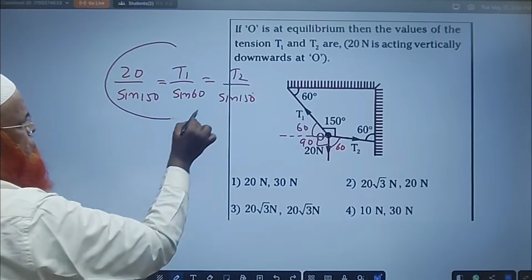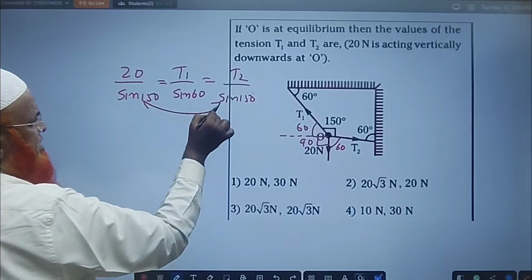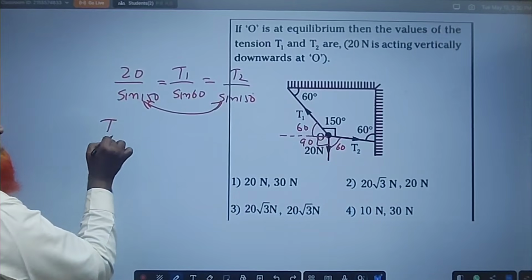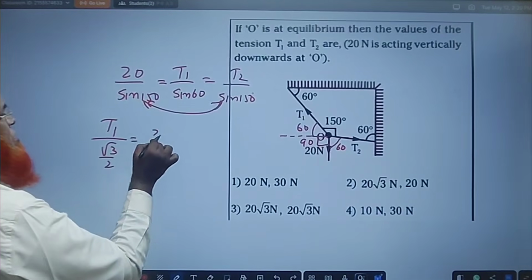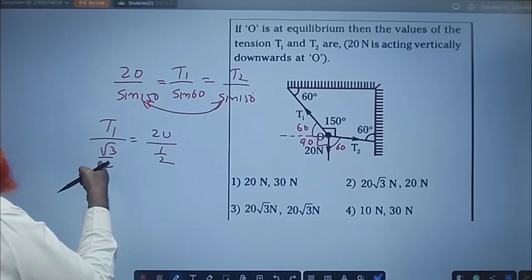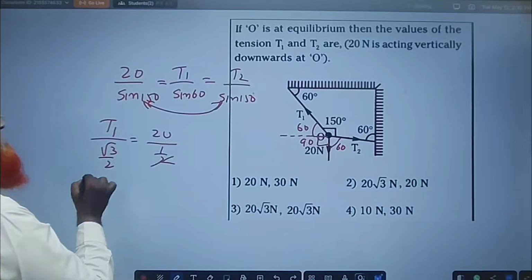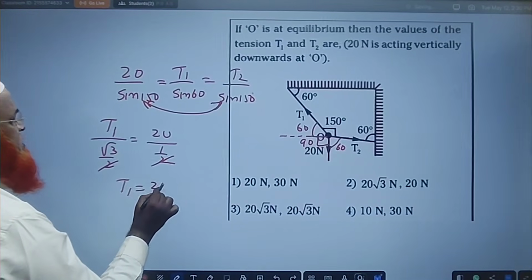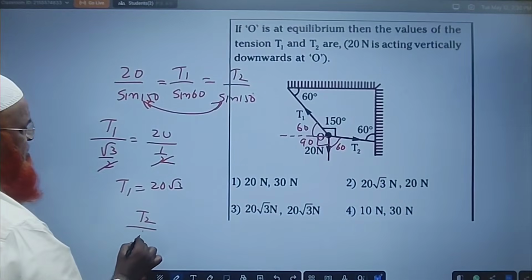You just compare these two first. After comparing these two first, these two next, and you get the answer. So let us write now first T1 by sine 60, which is root 3 by 2, which is equal to T2 by sine 150, sine of 180 minus 30, which is 1 by 2. So here the 2 gets cancelled. So T1 is equal to 20 root 3. Sorry, T2 by sine 30, sine 150.